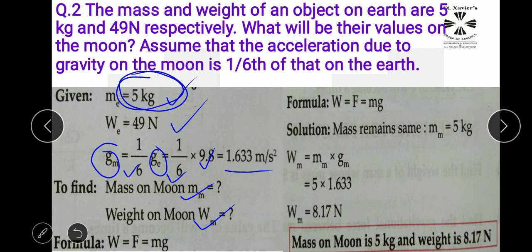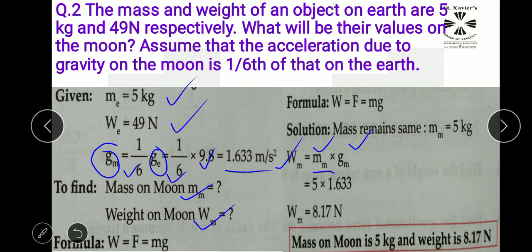Now we'll talk about weight. For weight we have the formula F is equal to mg. So weight on the moon will become mass on the moon into gravity on the moon. Weight W is equal to mg. So weight on the moon is equal to mass on the moon into gravity on the moon. Students, I'll repeat again: weight on the moon is equal to mass on the moon into gravity on the moon.